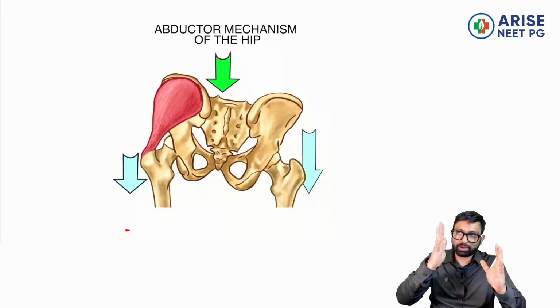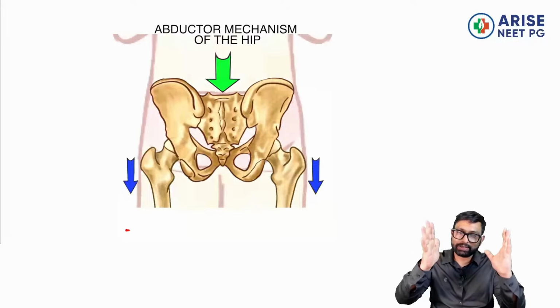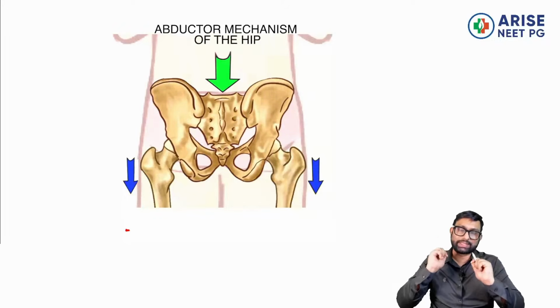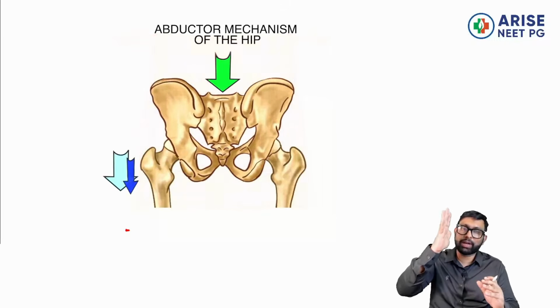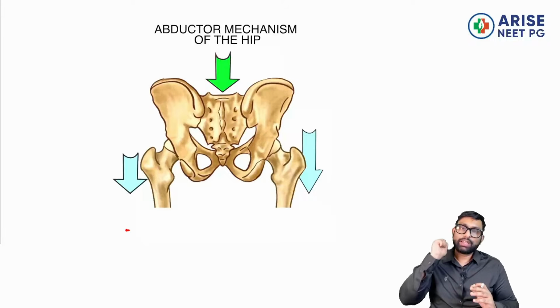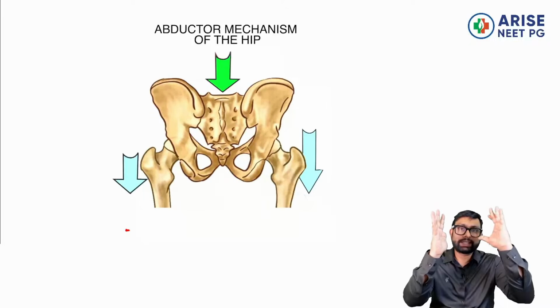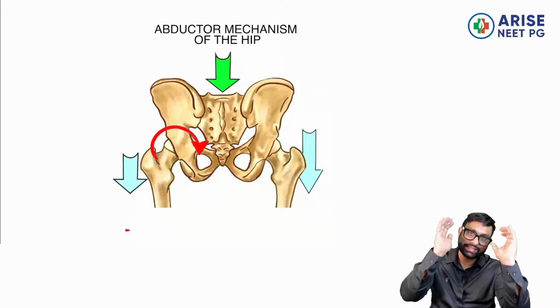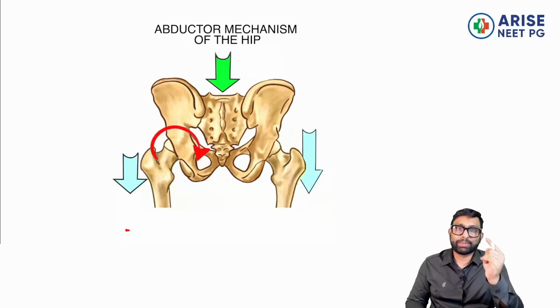So the abductor on the side you're standing on sees to it that the pelvis does not drop down to the opposite side. But now imagine a patient who has a weak abductor on the right side. If I make this patient stand on his right leg, you will notice that his pelvis drops to the left side. So if the pelvis drops to the left side, the problem is on the right side.